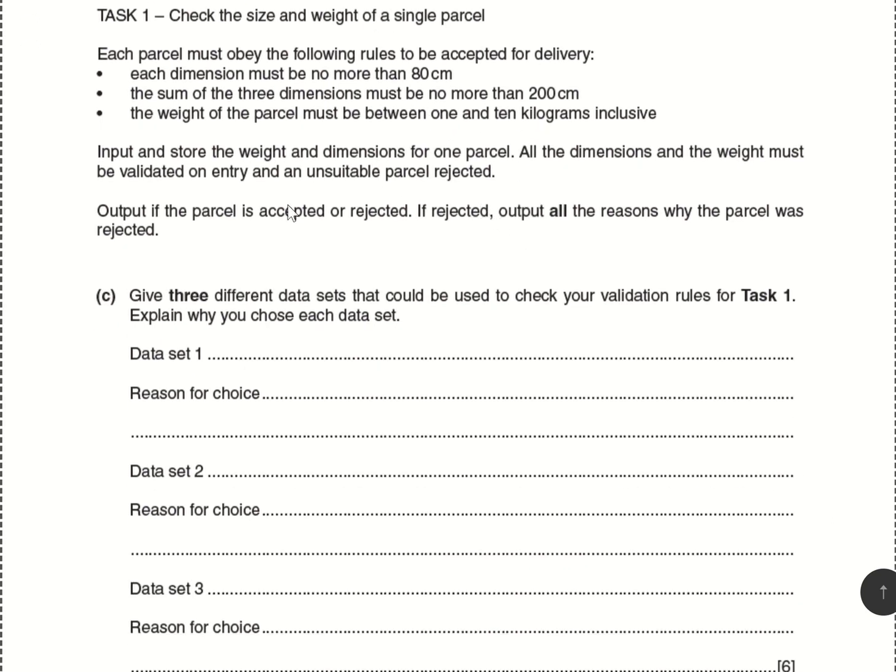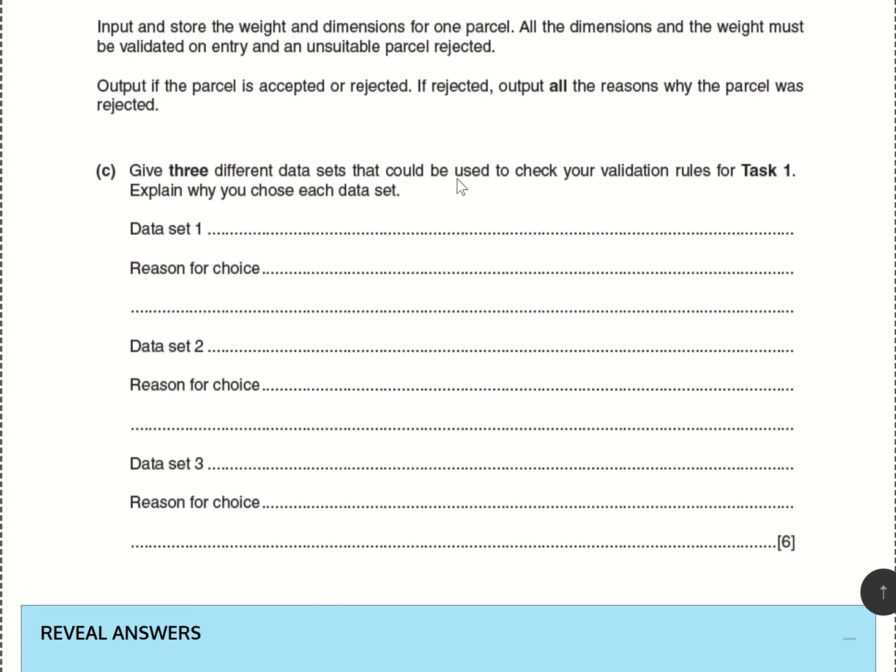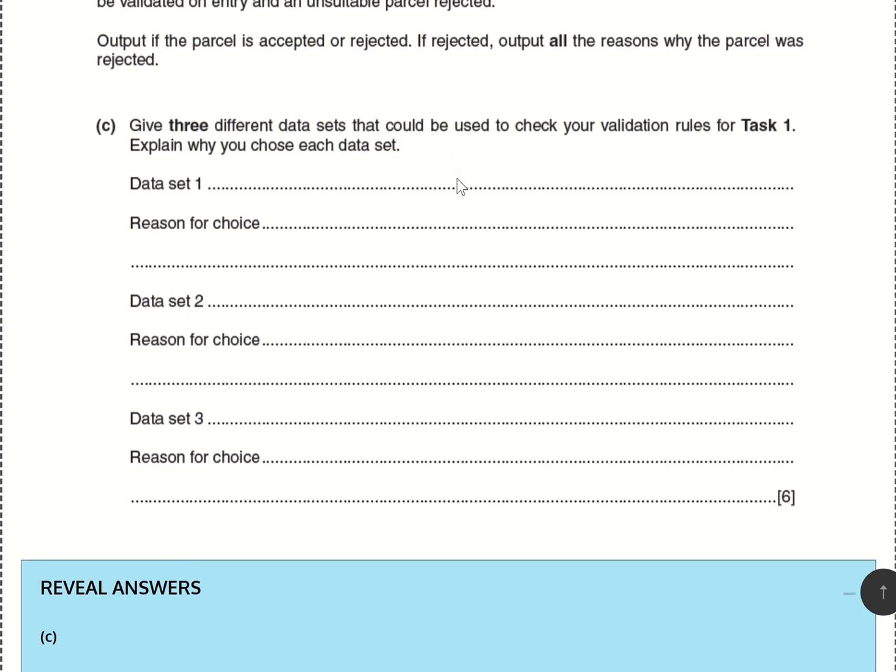Input and store the weight and dimensions for one parcel. They must be validated and must be correct. If not, then they are rejected. So output if the parcel is correct or not, I mean, if it's accepted or rejected. If rejected, then we'll say all the reasons why it was rejected.